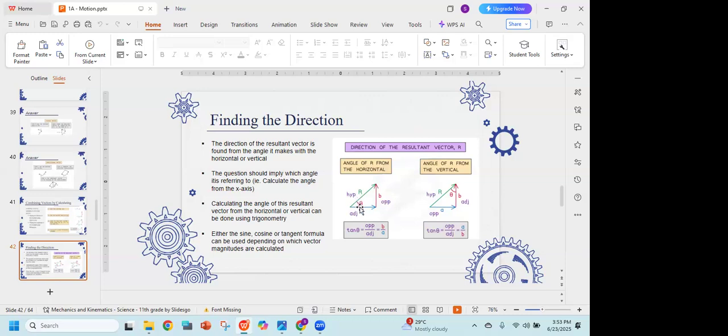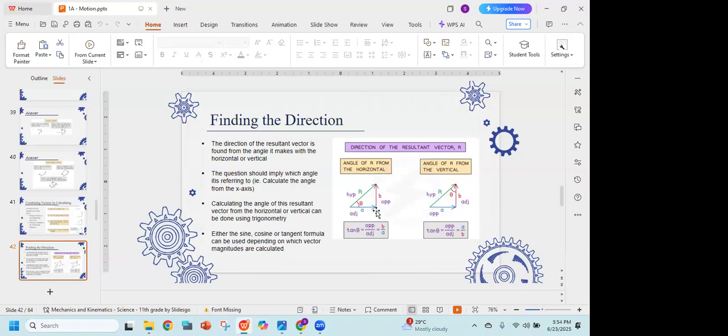Then once you find that, to find the direction, now you know this is the resultant force. This is the angle it makes with the horizontal. I measure this angle, or if I don't know the angle, find it. The direction of the resultant vector is found from the angle it makes with the horizontal or the vertical. Understood? The question should imply which angle it is referring to. For example, they will tell you to calculate the angle to the horizontal axis. That means with the horizontal line, you find the angle. This is what you call the horizontal line.